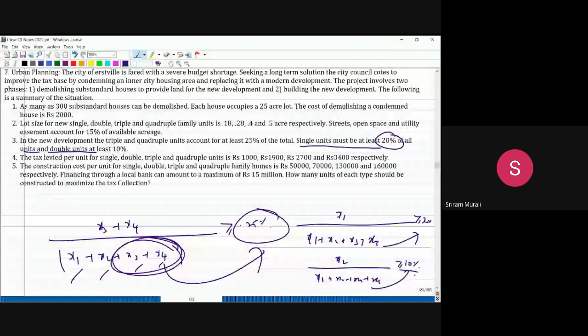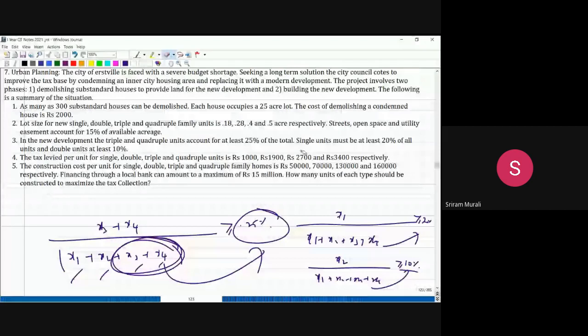The tax we want to maximize. So this is my profit, so this is my objective. So what is the profit? What is the tax they are taking for single, double, triple, and 4-story building? 1,000 rupees per building, 1,900, 2,700, 3,400. We want to maximize the tax because the question itself says improve the tax base. So we want to maximize the tax.